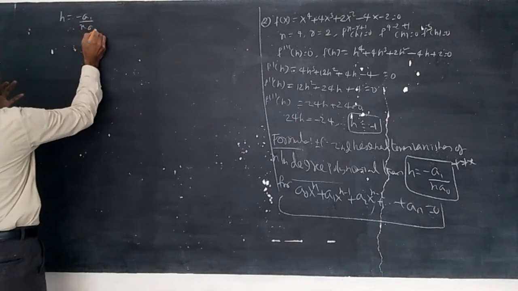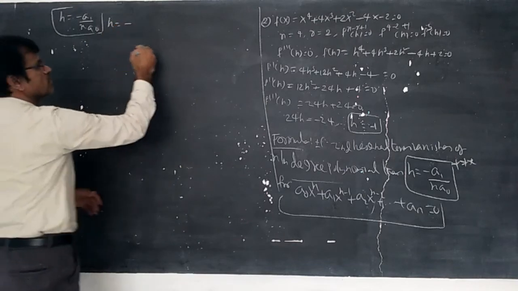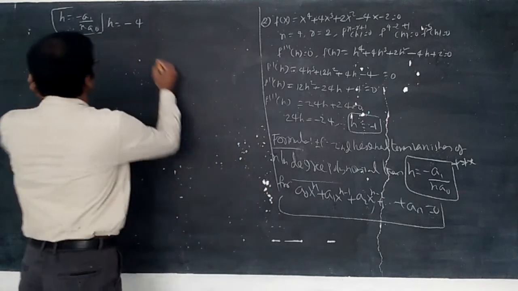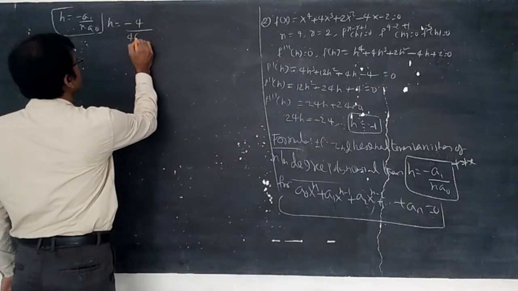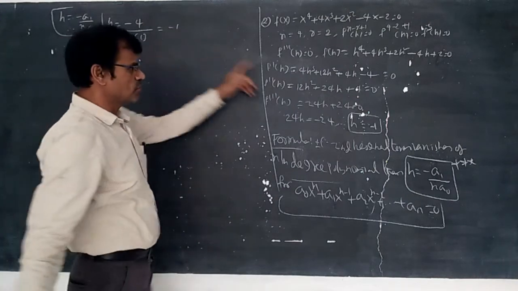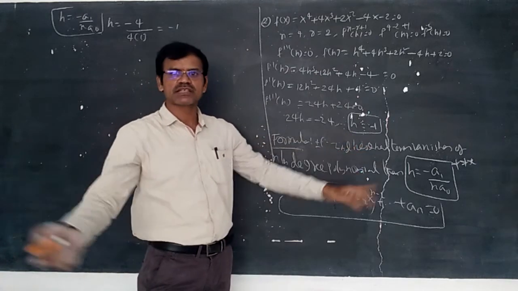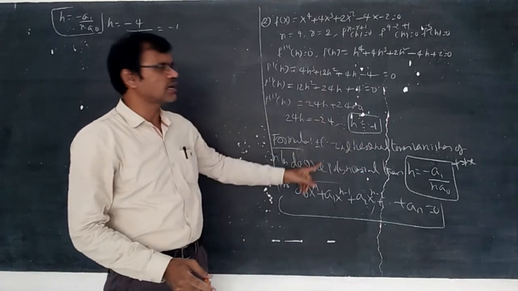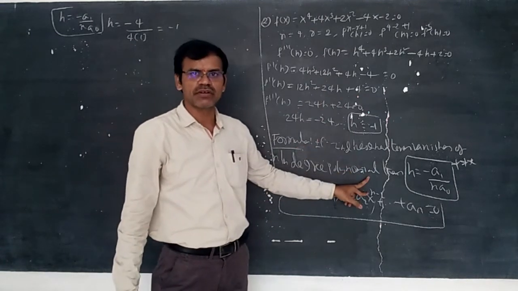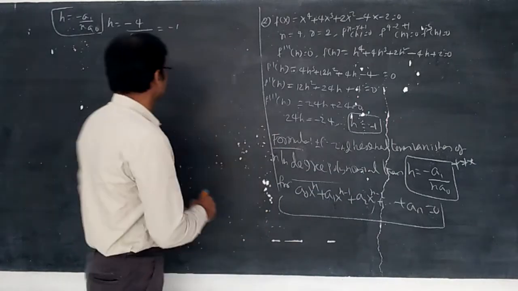Minus a1 by n a naught. So h is equal to minus 4 by 4 into 1. Students, a naught means 1, a1 means 4, n means 4. That's all, so simply we got minus 1. No need to calculate the full formula. If you can understand this one, you follow. Because for the sixth equation, you need to calculate the f power n minus r plus 1 derivative. If he is asking for the second highest derivative, then you write simply the formula h is equal to minus a1 by n a naught. So minus 1.